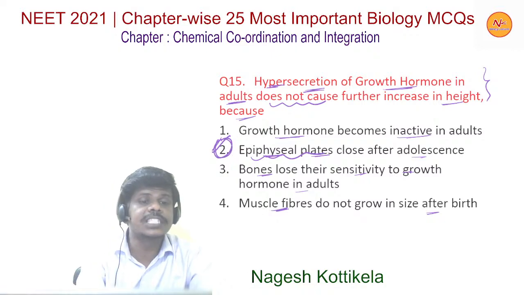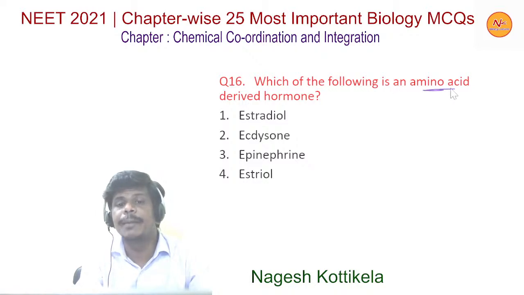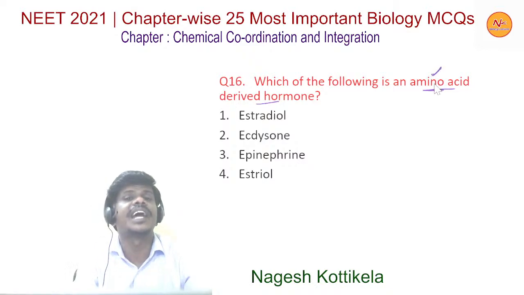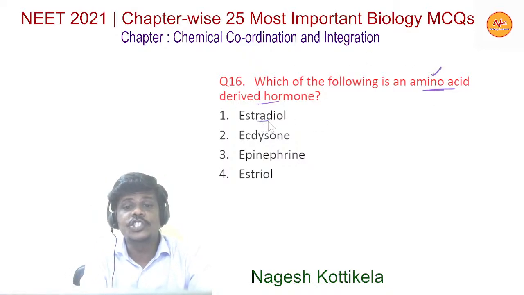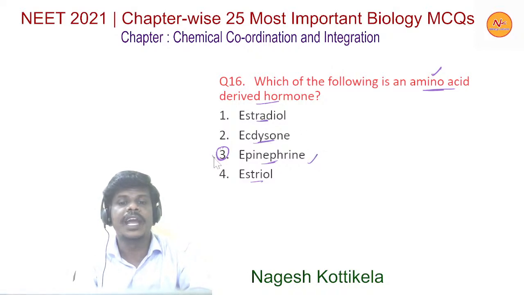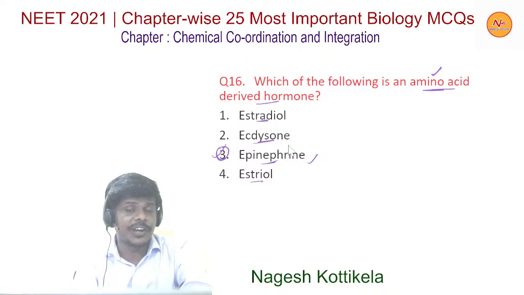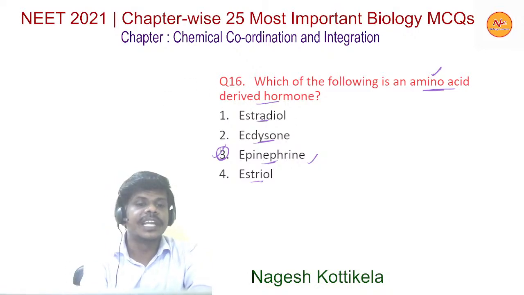Now, moving to the next question, question number 16. Which of the following is an amino acid derived hormone? Option 1, estradiol. Option 2, Addison. Option 3, epinephrine. And option 4, estriol. Here, option 3, epinephrine is the right one. So, the amino acid derived hormone is epinephrine. Now, moving to the next question.